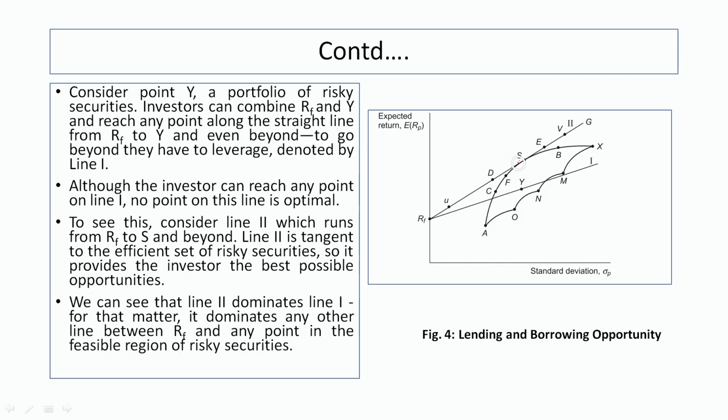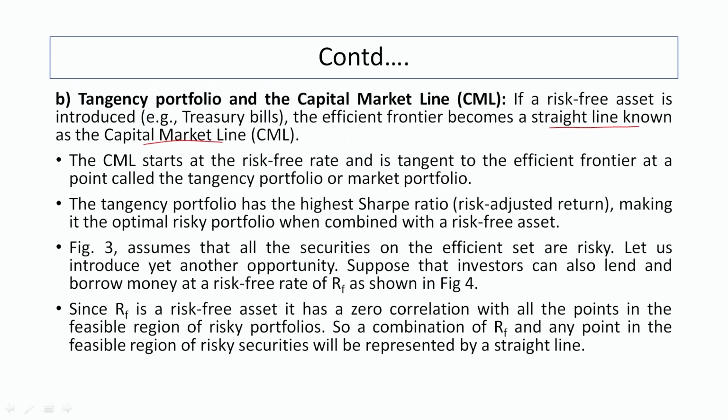It is again a very important concept in case of the capital asset pricing model, where this particular concept of capital market line is also introduced. So capital market line starts at the risk-free rate and it's tangent to the efficient frontier at a point called tangency portfolio or market portfolio. The tangency portfolio has the highest Sharpe ratio, making it an optimal risky portfolio when combined with risk-free assets. So figure 3 assumes that all the securities on the efficient set are risky.